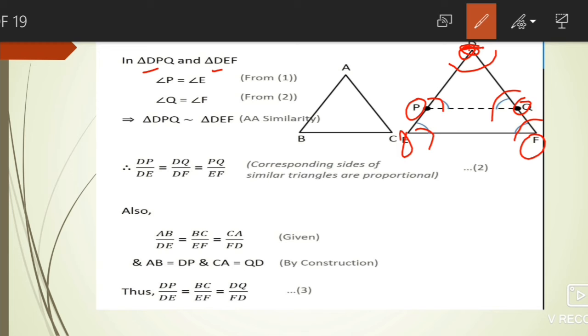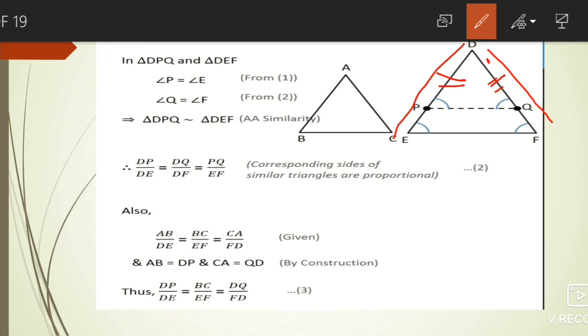Now remember the first theorem of this video. If corresponding angles are equal, the triangles will be similar. So in these two triangles, corresponding angles are equal. That means these two triangles will be similar. Now since they are similar, you can say that the ratio of the corresponding sides will be equal. That's why DP by DE, sorry, let me erase this one. DP by this DE is equal to DQ by this whole DF is equal to PQ by EF.